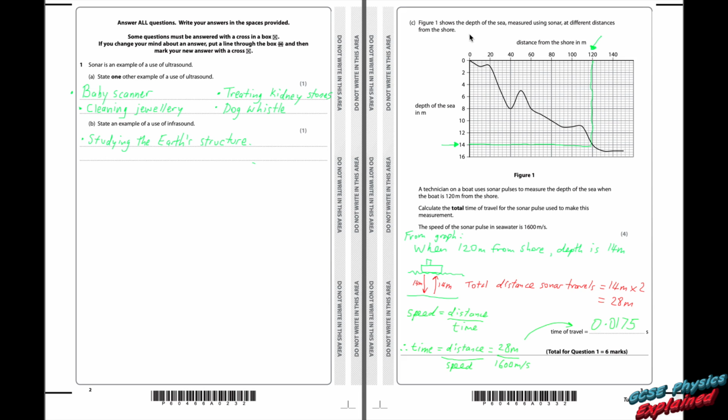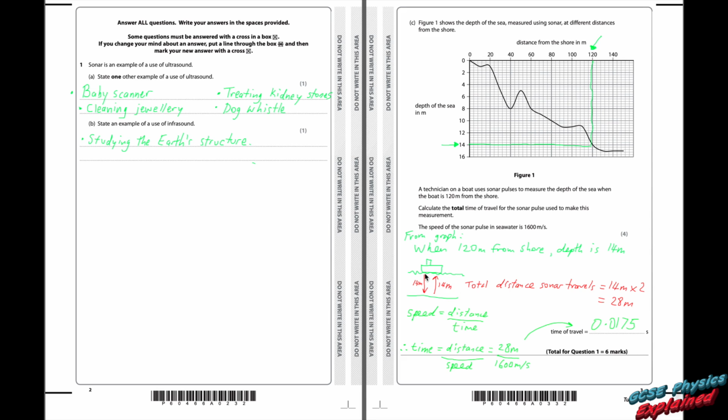Question C. Figure 1 shows the depth of the sea measured using sonar at different distances from the shore. A technician on a boat uses sonar pulses to measure the depth of the sea when the boat is 120 metres from the shore. Calculate the total time of travel for the sonar pulse used to make this measurement. The speed of the sonar pulse in seawater is 1,600 metres per second. So you can see here from the graph, this is the distance from the shore, so when they're 120 metres, go down to the graph, read off from the graph, and you can see that the depth of the sea is 14 metres at that point.